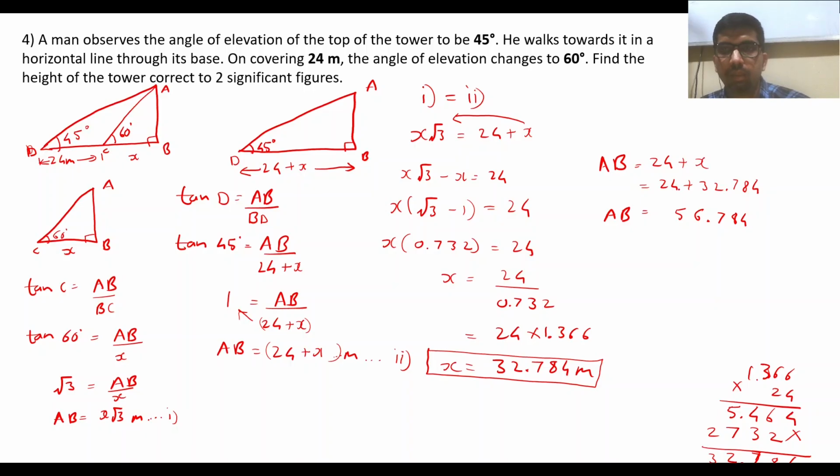What is a significant figure? The number which does not contain 0 at the end. Or you should take only the first 2 numbers. What are the first 2 numbers? 56. So AB is how much? 56. You can take 56 or you can take 57. Yes, I can take 57. Round up, because the number after the decimal is 7, which is more than 5. So you should round up and just write only two numbers.